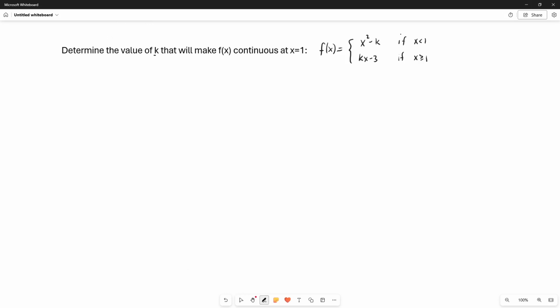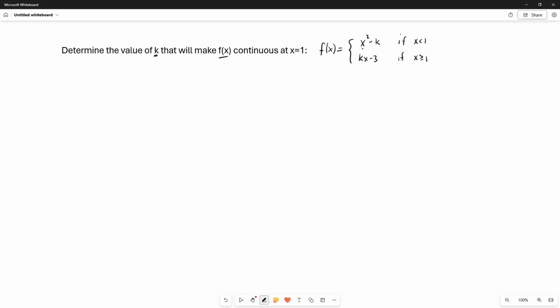Determine the value of k that will make the function continuous at x equals 1. So here we have a piecewise defined function. The formula for the function can be one of two things, depending on whether the input is less than 1 or greater than or equal to 1. In such a case, there's often a jump discontinuity.